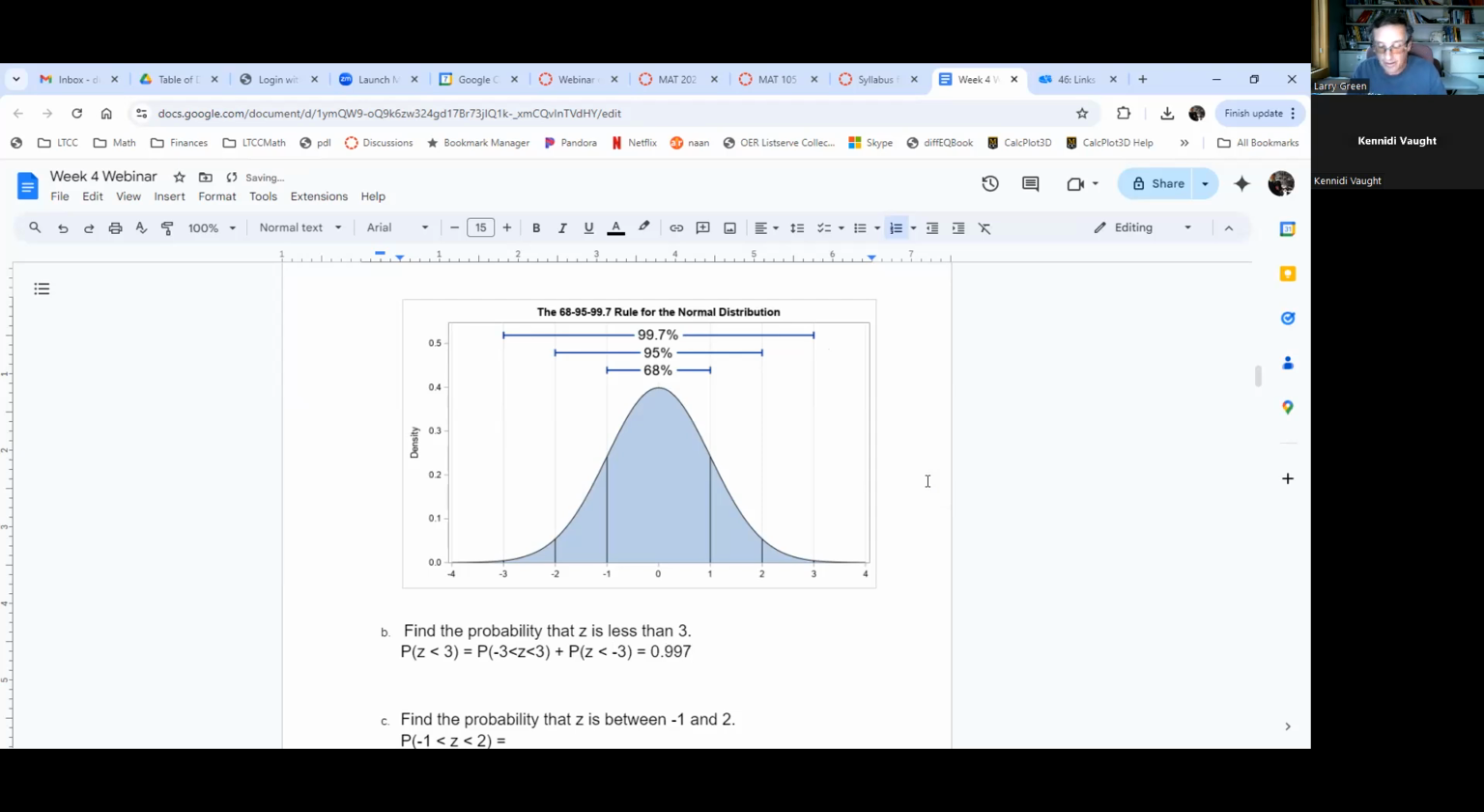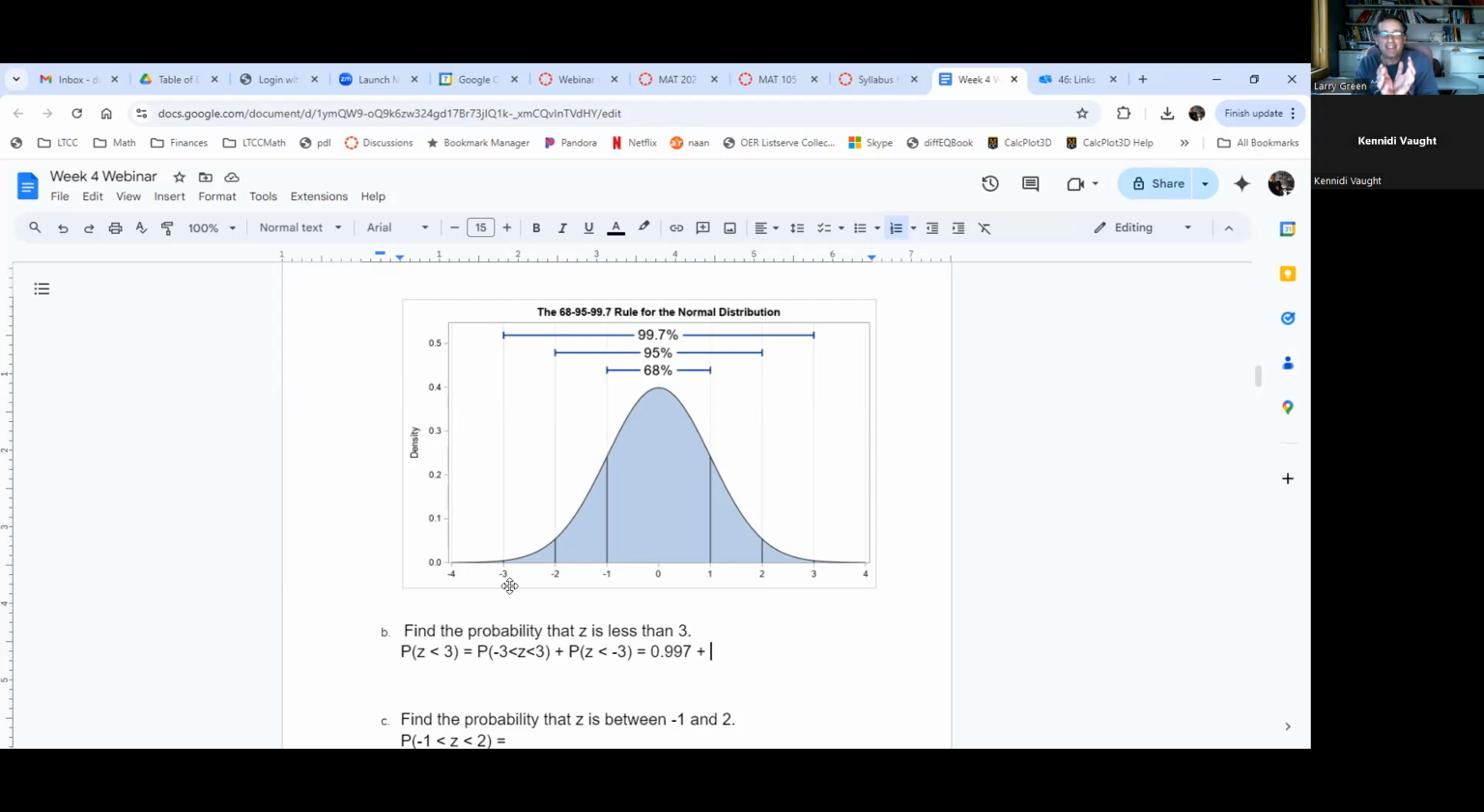Any questions so far? All right. So now we need to look at what about less than -3? It's going to be very small. And the idea here is that if the inside between -3 and 3 is 0.997 or 99.7%, then how do you get the outside percent?